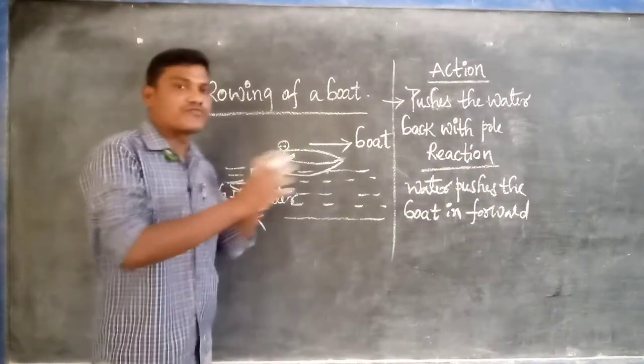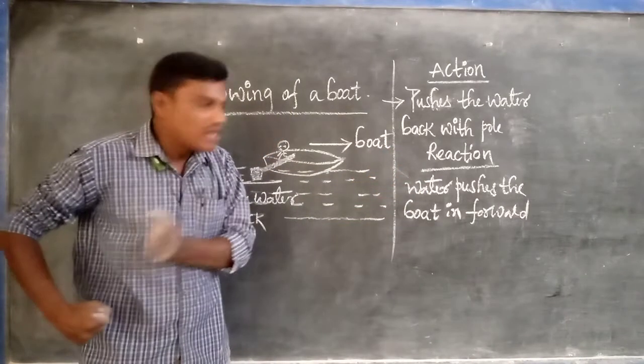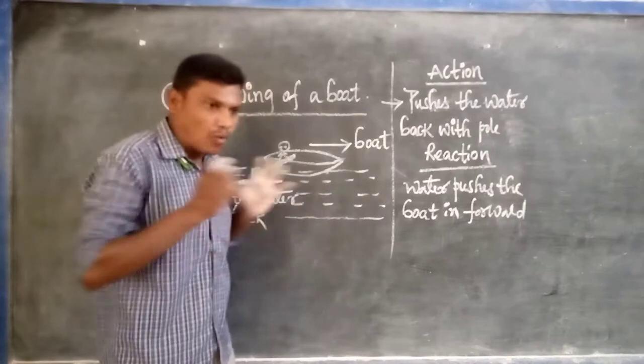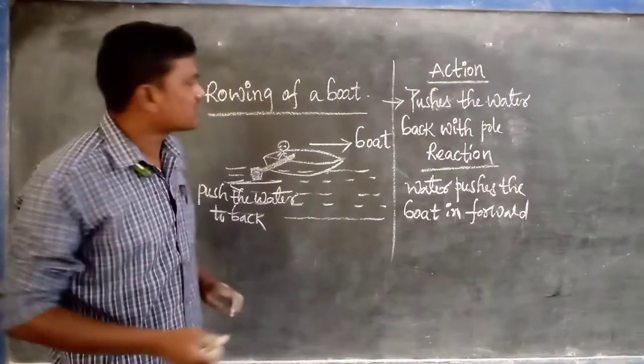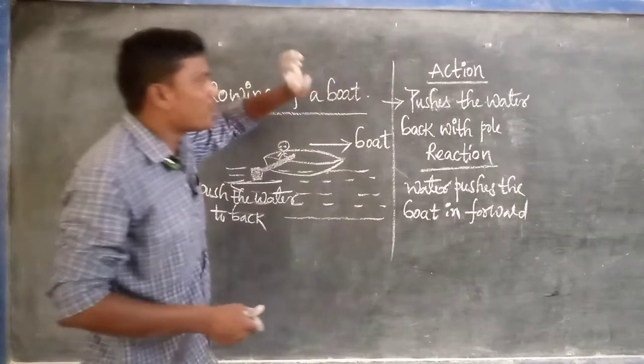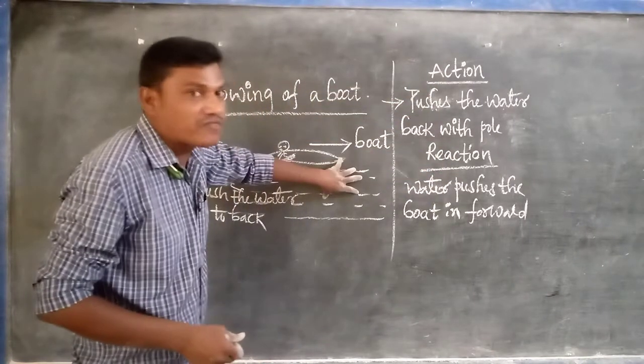So, in the rowing of a boat, a boatman pushes the water to the back with the pole, that is the action, and water pushes the boat into the forward, that is the reaction. That's why in the rowing of a boat, we know very clearly which is the action and which is the reaction. It is very important for 1 mark.